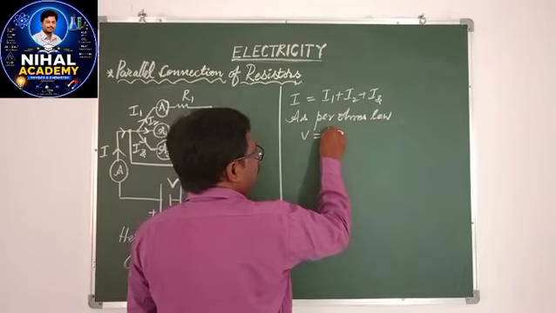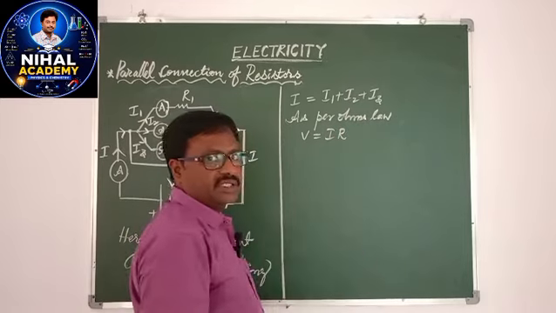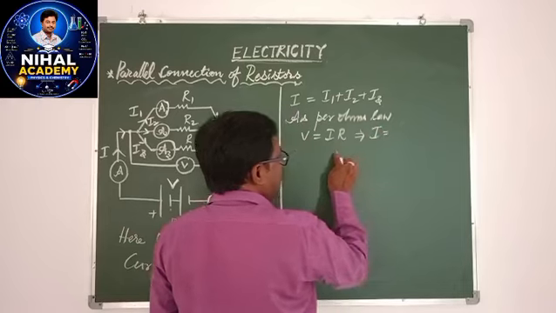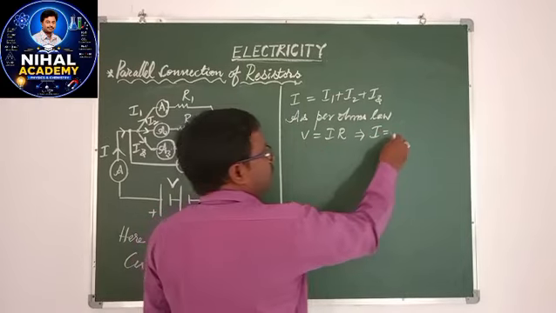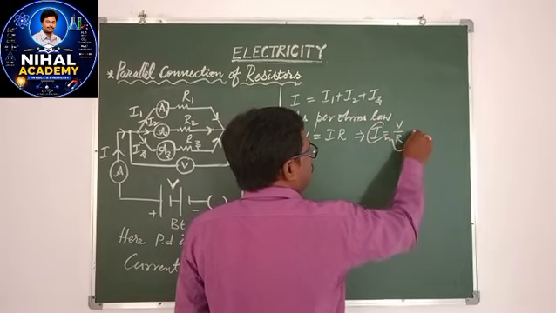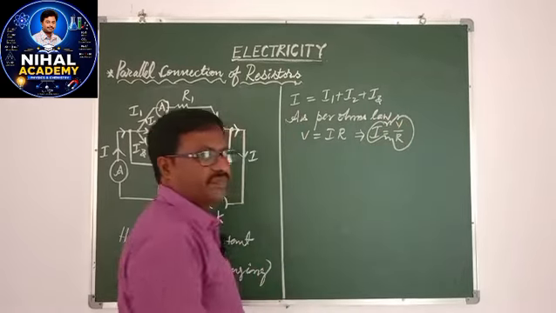Now we know that as per Ohm's law, V is equal to IR. From this, we can write I as the subject, that is I is equal to V by R, if you send R to that side, then it will become divisible. So I is equal to V by R.